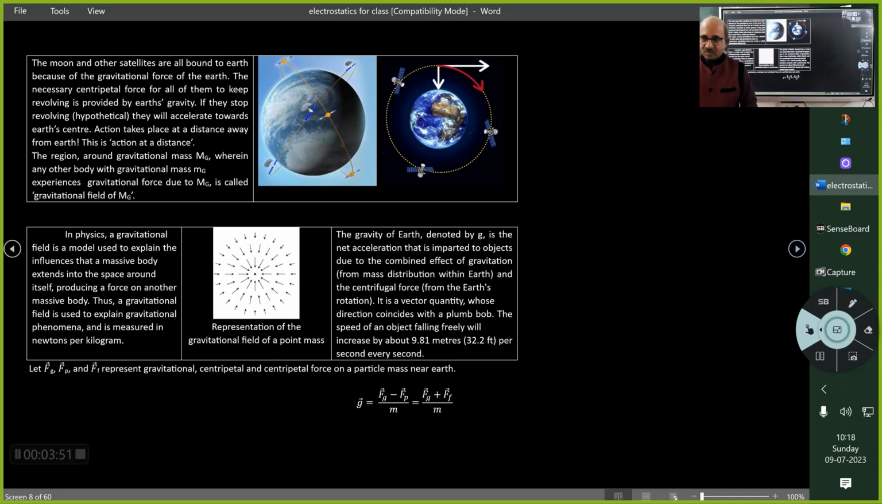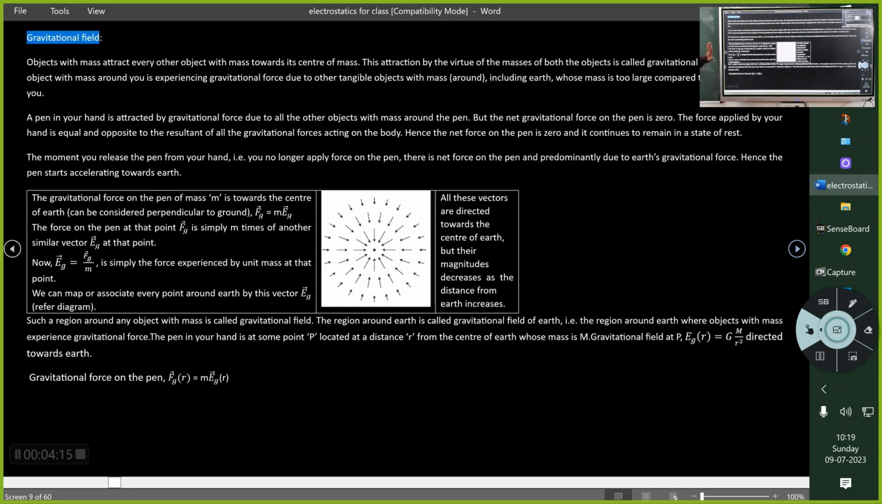And without saying anything, if I ask what is the field at this point, the test charge that you are going to use will always be a positive charge. If I simply say consider a charge, it means it is a positive charge. Alright. Then I have explained this gravitational field for all of you, right?